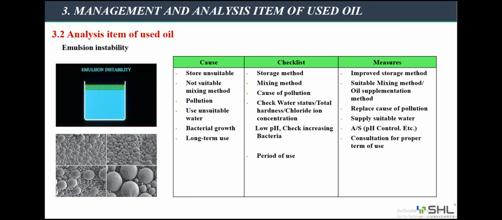The next factor we need to consider is emulsion instability. About causes: unsuitable storage, unsuitable mixing method, pollution, use of unsuitable water, bacterial growth, long-term use. The factors we need to check for this situation are storage method, mixing method, cause of pollution, check water status, total hardness, chloride ion concentration, low pH, check increasing bacteria, period of use.